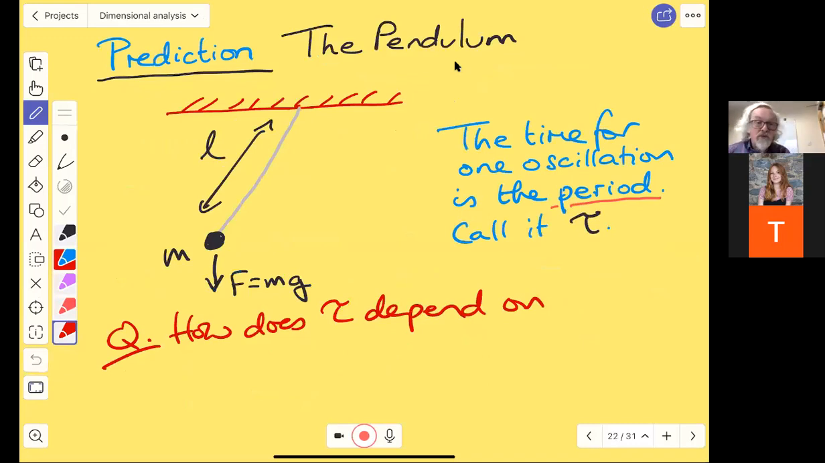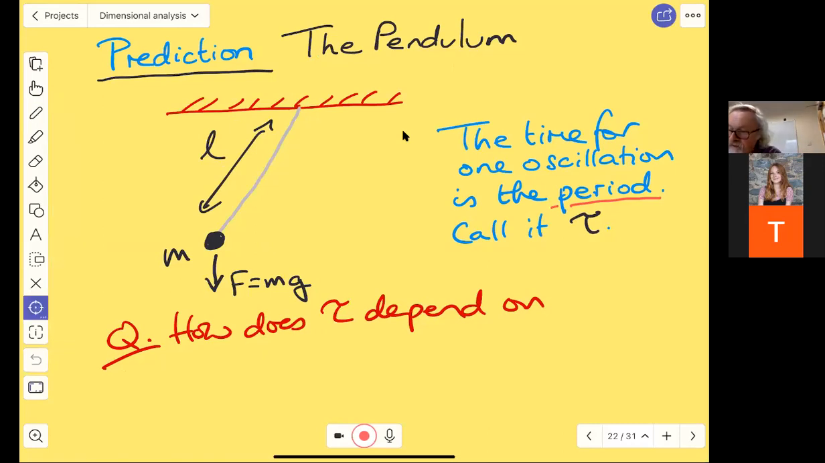Let's make a prediction. So the prediction I want to make is about a pendulum. Here's a very contemporary pendulum. It's a mask. So if I let it oscillate, what happens is it has a period to go through a full oscillation. And that period can depend upon the length of the pendulum. It could depend upon the mass at the end of the pendulum.